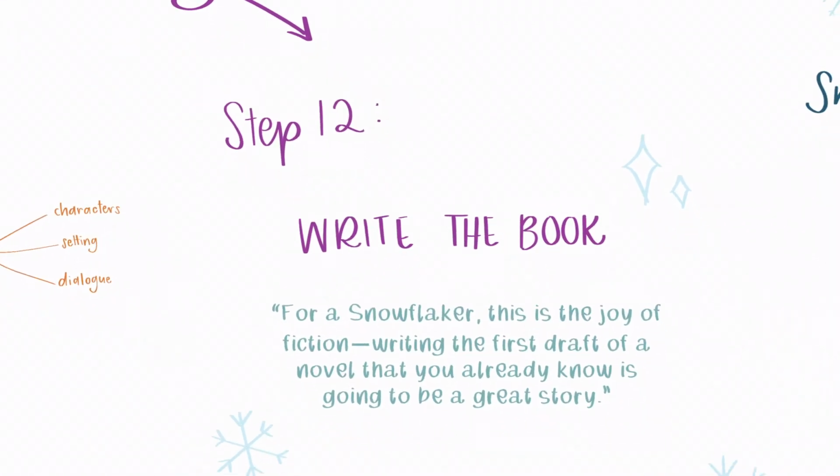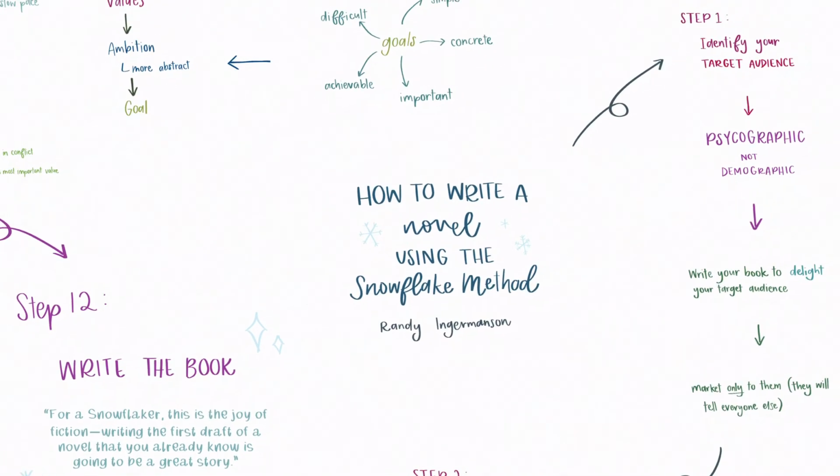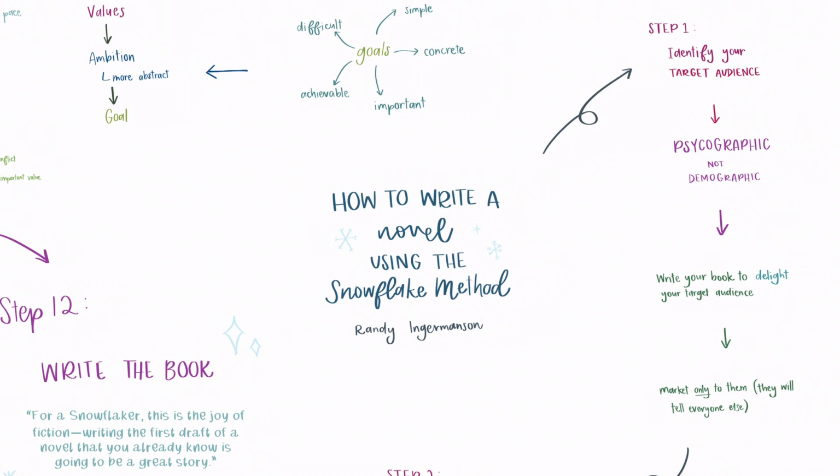So then step 12, woohoo, is to write the book. And there's this quote in the book that says, "For a snowflaker, this is the joy of fiction, writing the first draft of a novel that you already know is going to be a great story, because you know that it has 3 main disasters, you know it's got a great moral premise, and you know that every scene is going to be interesting because every scene you already have planned to include conflict." So basically, that's it. That is how to write a book using the Snowflake method.